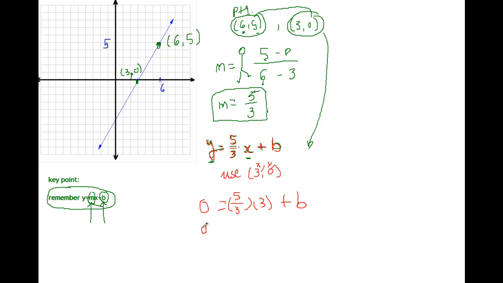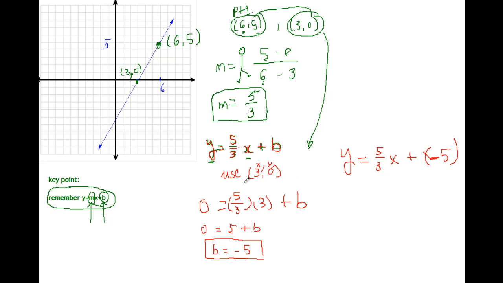From here, I have 0 equals 5 plus b. So my b is equal to minus 5. Here's my second piece of information. So my equation, therefore, is y equals 5 over 3x plus b, where b is negative 5.